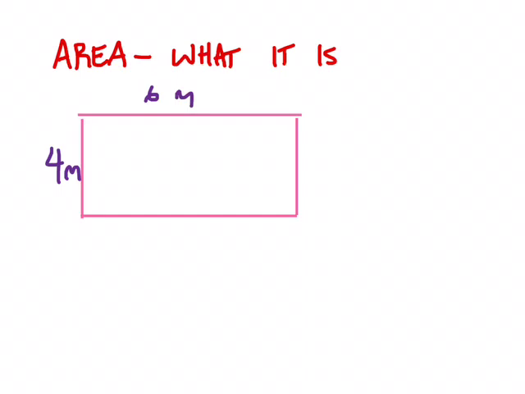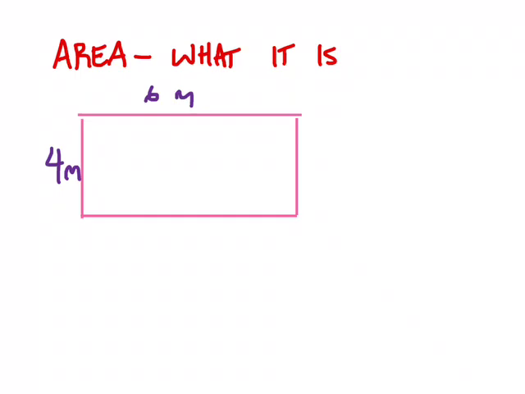Area is measured in square units, and those units can look like a lot of things, but it's basically according to whatever measurement you take your lengths in. So if I'm measuring in meters, 4 meters and 6 meters, then my unit is going to be a square meter. And what that means is that I'm basically saying how many little squares will fit into this space.